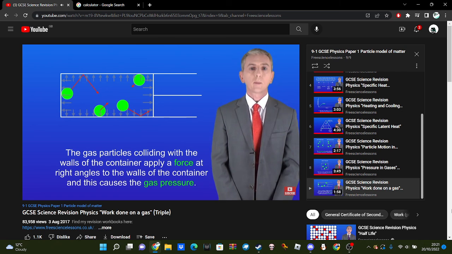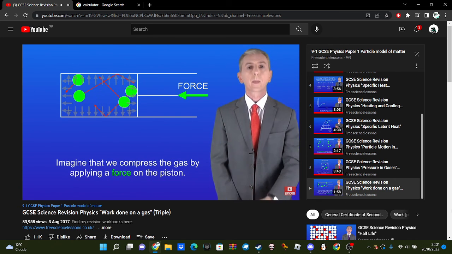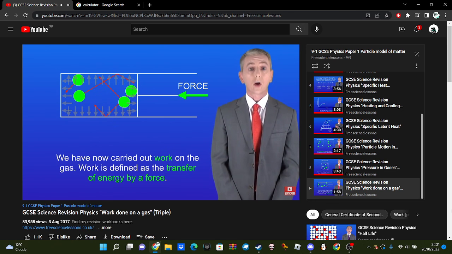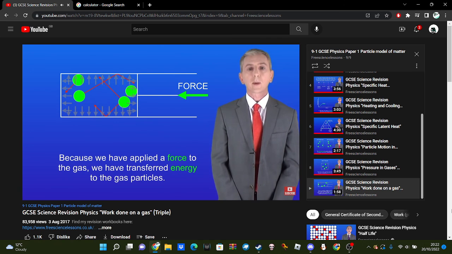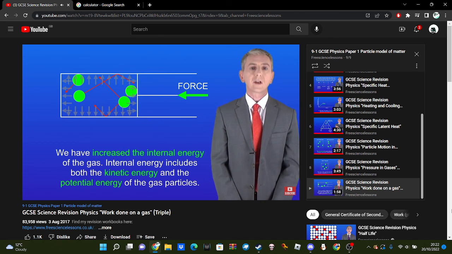Now imagine that we compress the gas by applying a force on the piston like this. We've now carried out work on the gas. We're going to look at work in more detail in the topic on forces. Now, work is defined as the transfer of energy by a force. So because we applied a force to the gas, we've transferred energy to the gas particles. What this means is that we've increased the internal energy of the gas.